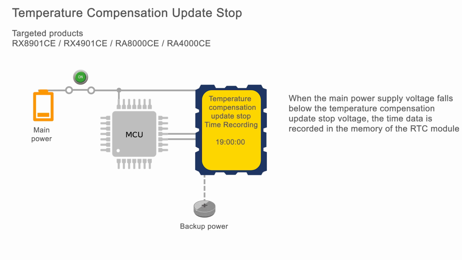When the main power supply voltage falls below the temperature compensation update stop voltage, the time data is recorded in the memory of the RTC module. Temperature compensation update stop means that the temperature compensation circuit stops, and oscillation continues under the frequency compensation conditions at the time when the temperature compensation circuit stopped.